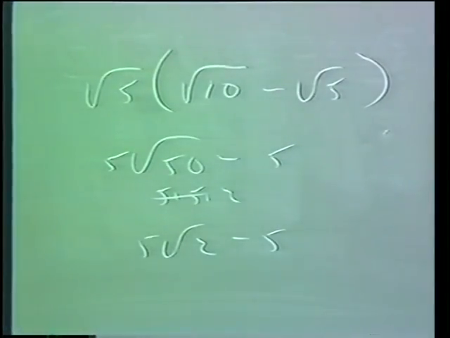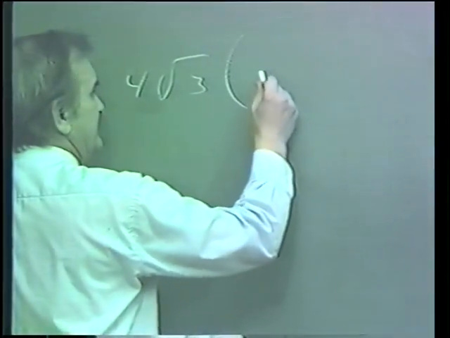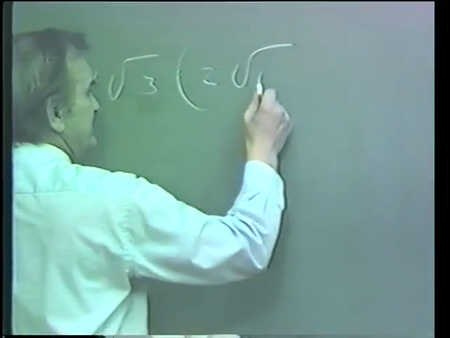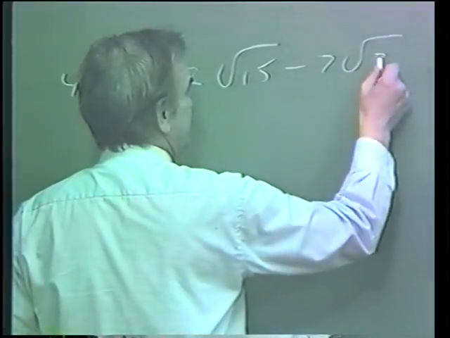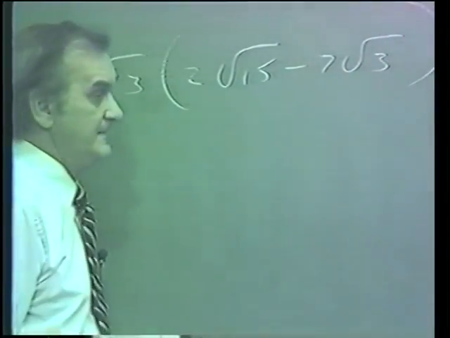Okay? Let's try this one. 4 square roots of 3 times the quantity 2 square roots of 15 minus 7 square roots of 3.